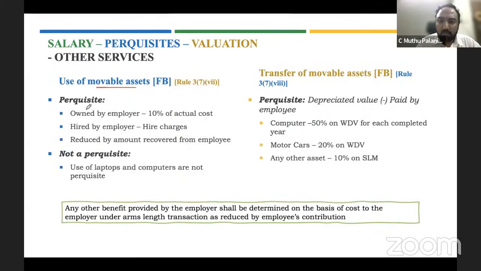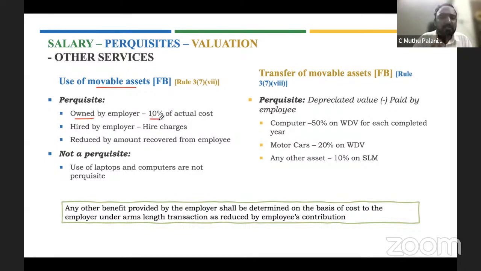So basically, when I say movable asset, I'm talking about a situation where the asset is owned by the employer. It's not a car, of course, it's some other asset. Let's say a refrigerator. A refrigerator is given to the employee. Now the refrigerator is owned by the employer. So in that case, 10% of actual cost.